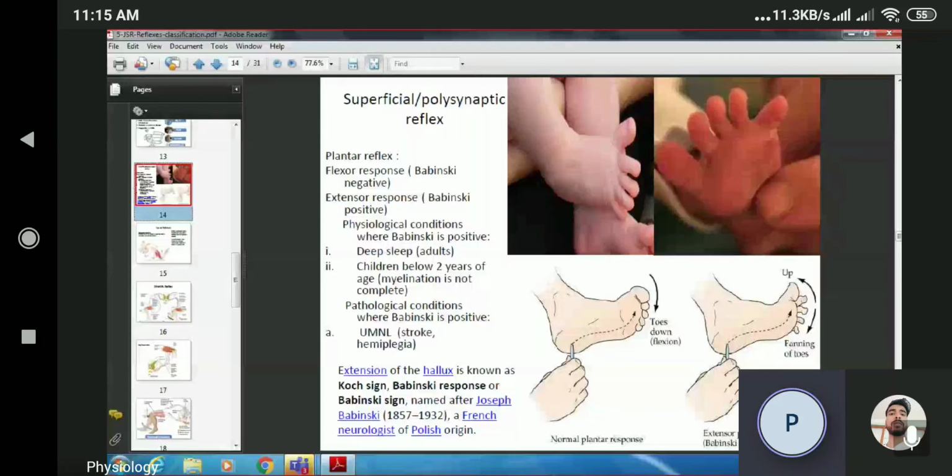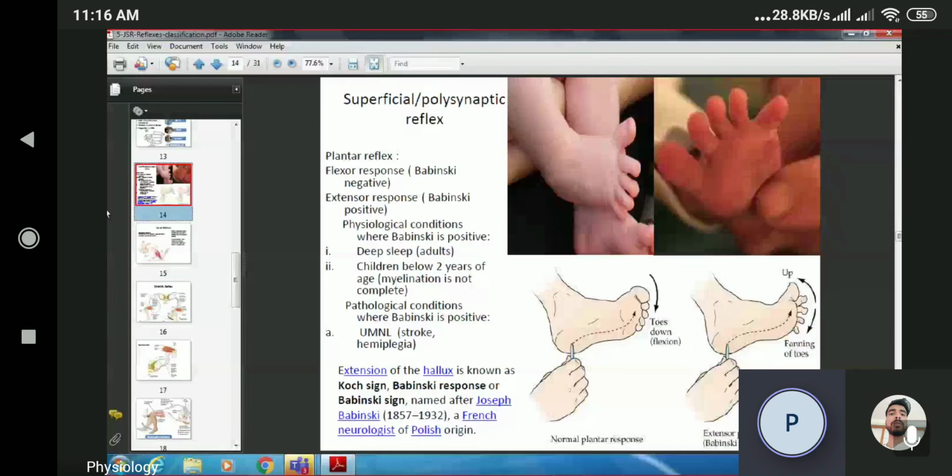So let's see the physiological conditions where Babinski sign is positive. One is children below 2 years of age, because the myelination of the pyramidal tracts is not complete. So in them, Babinski sign is positive when they are less than 2 years of age. Another is in us, in adults, when we are in deep sleep. At that time also, the Babinski sign is positive. The pathological conditions where Babinski sign is positive are upper motor neuron lesion or hemiplegia, that is paralysis of one half of the body, or stroke.